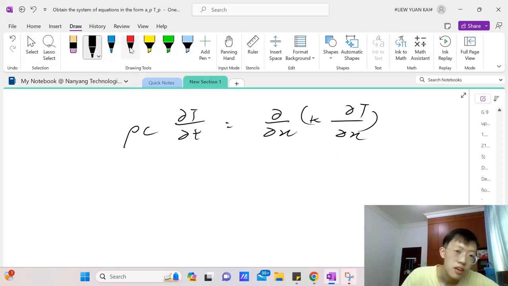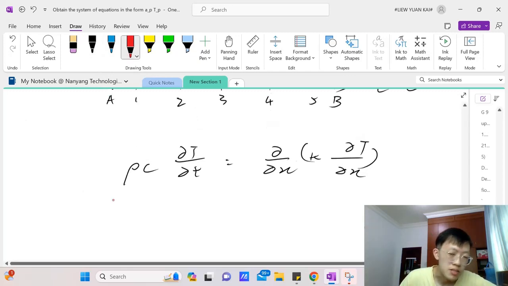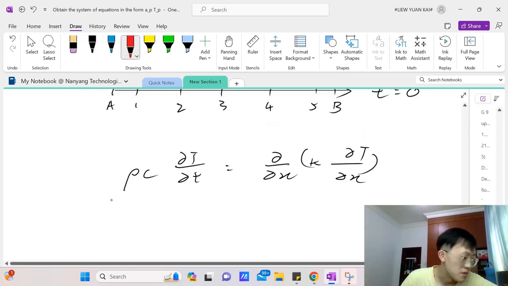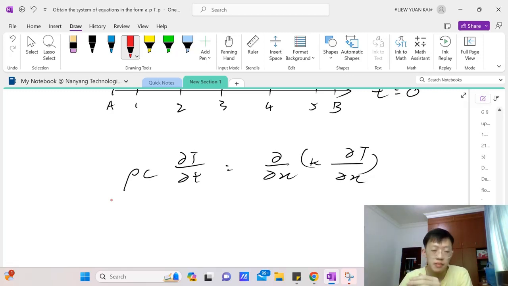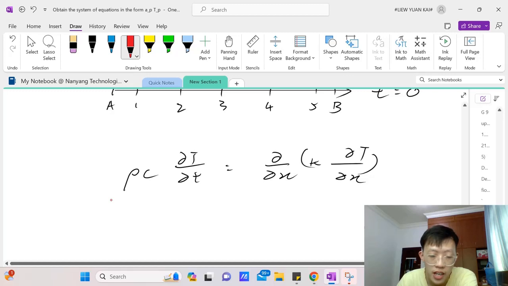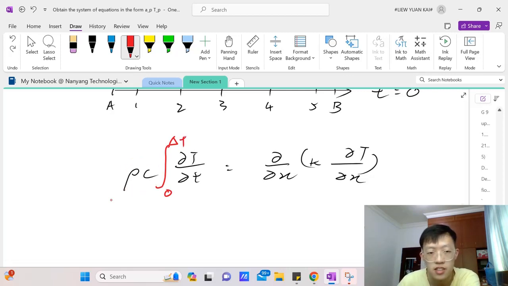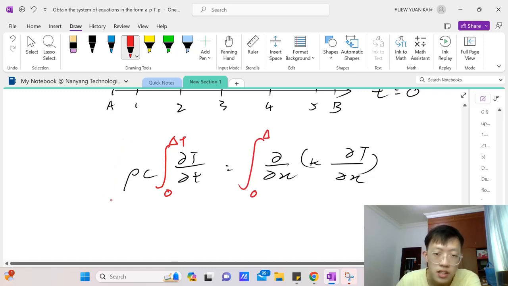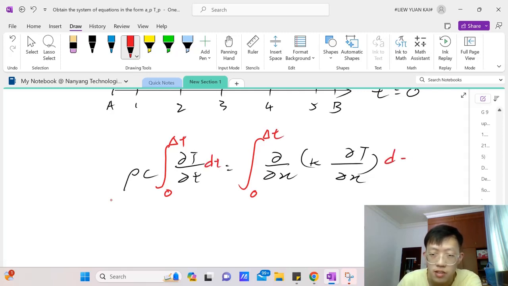Now the first thing you do in transient problems is integrate both sides with respect to time, over one time step. So integrate this with respect to time. Rho and c are constant, that's why I could just directly do it like that. And then integrate this over the same time, with respect to time.